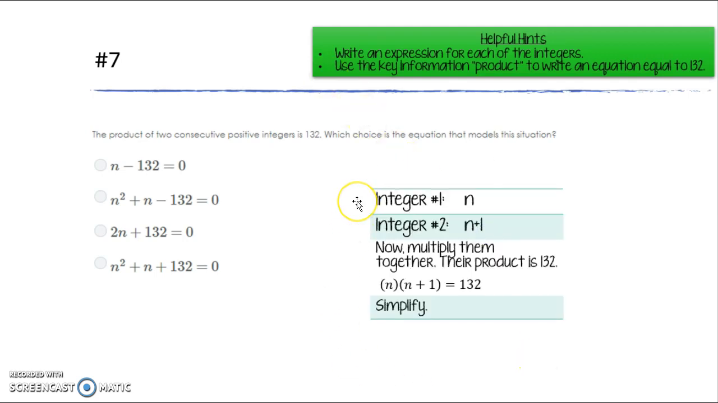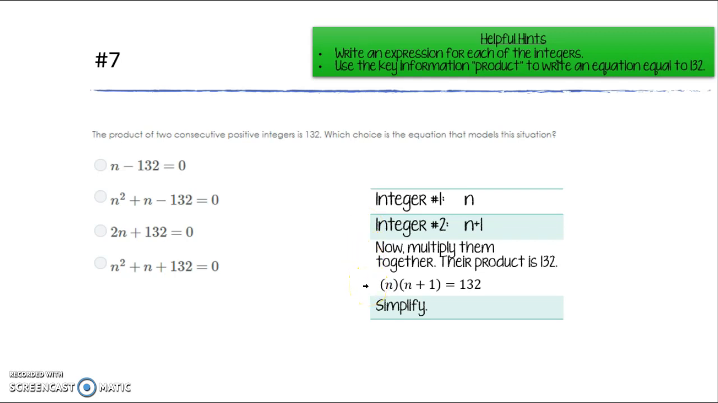The first integer, we can just call it n. We don't know the value, but we know that we can use a variable to hold our place. The second integer, since they are consecutive, means they come one right after the other. So our second integer is just 1 higher than our first integer. And then you will need to multiply them together.